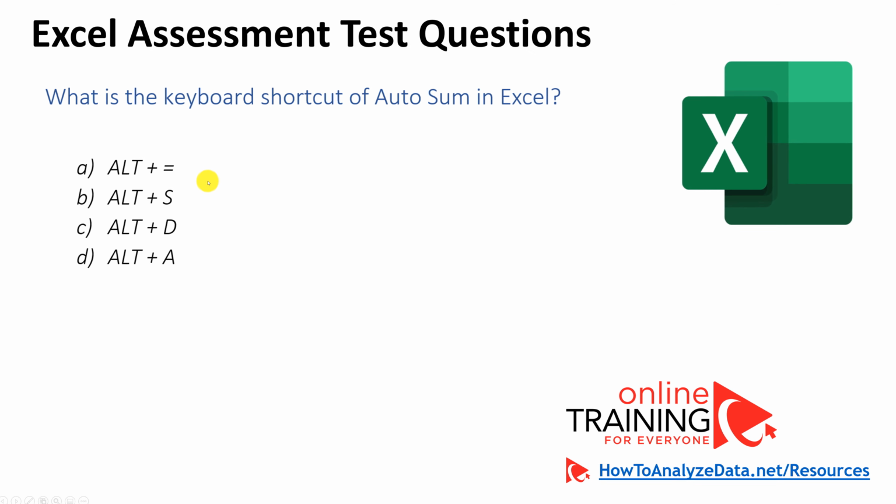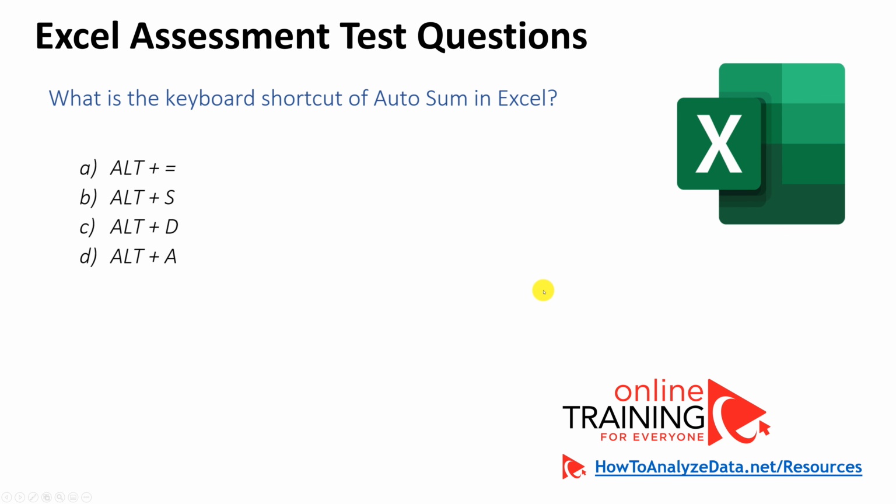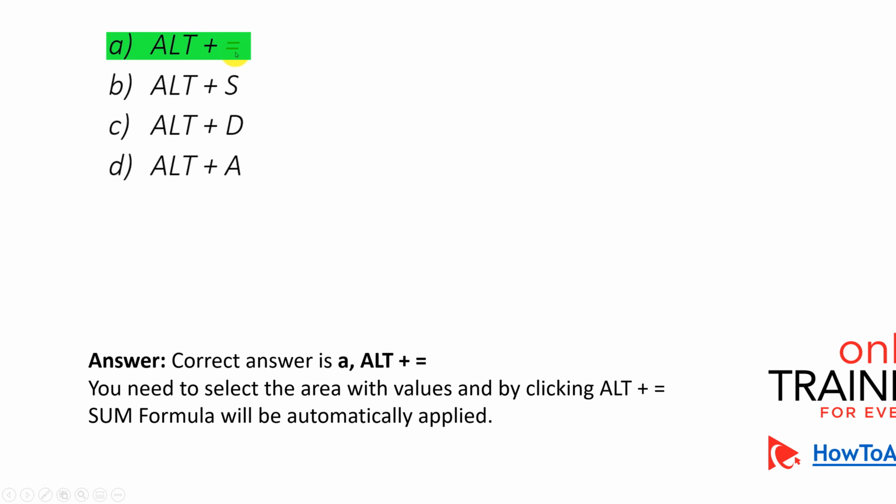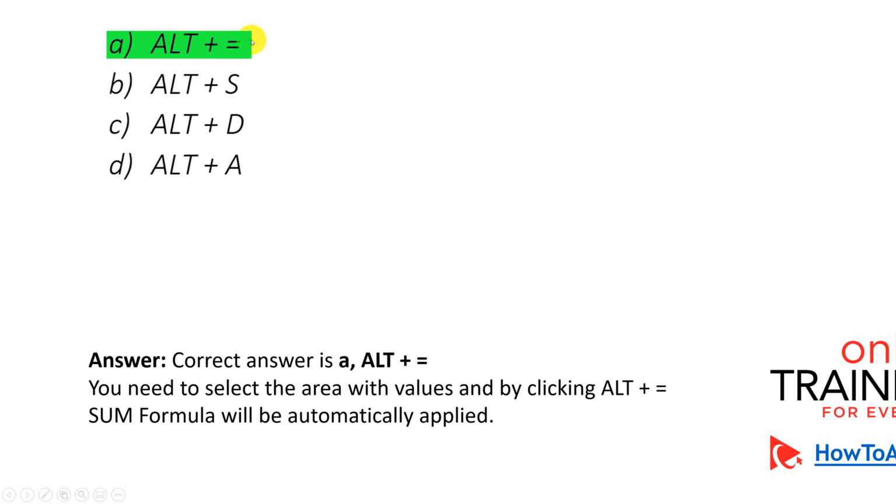As you probably figured out by now, the correct answer to the question is A, Alt plus equal sign. And once you press this shortcut after selecting all the values, you will get the AutoSum function triggered, and then you just need to hit Enter to execute it.